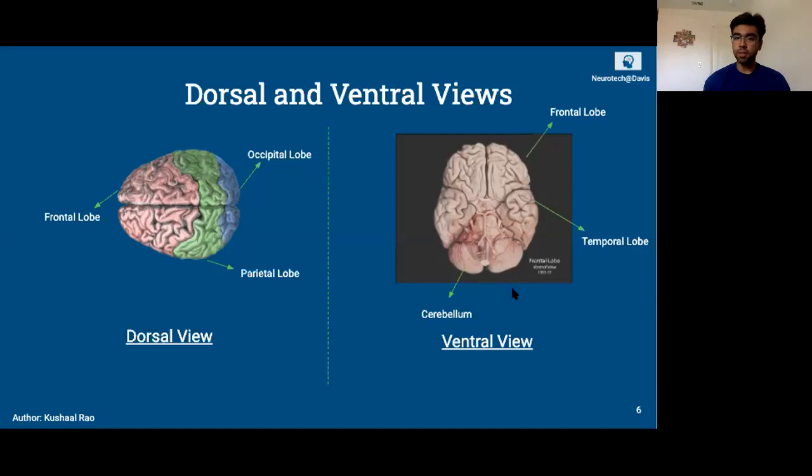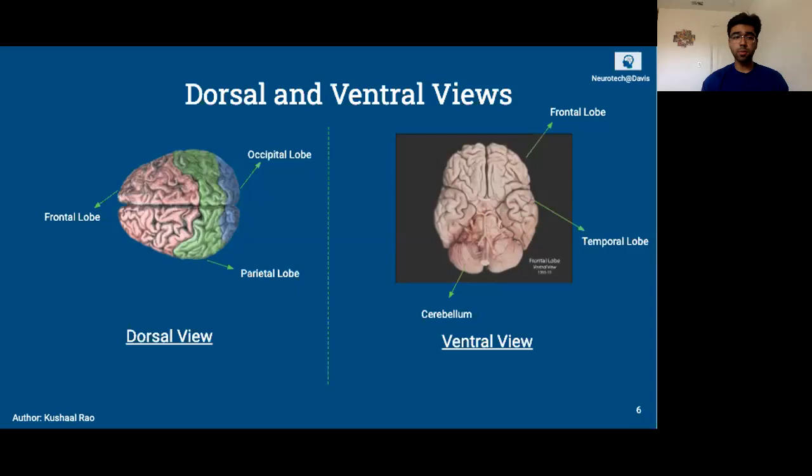And again, I just labeled the frontal lobes to help you orient yourself, so you know from what angle you're looking at. The two other structures you see here, called the temporal lobe and the cerebellum, we'll also get into, but those are structures that you wouldn't be able to see or decipher if you were looking at it from the dorsal view.